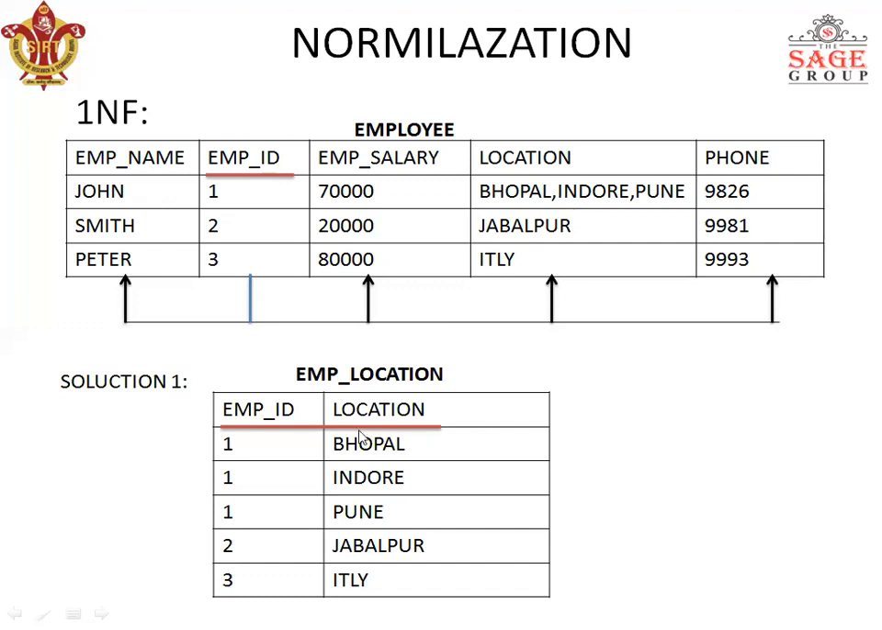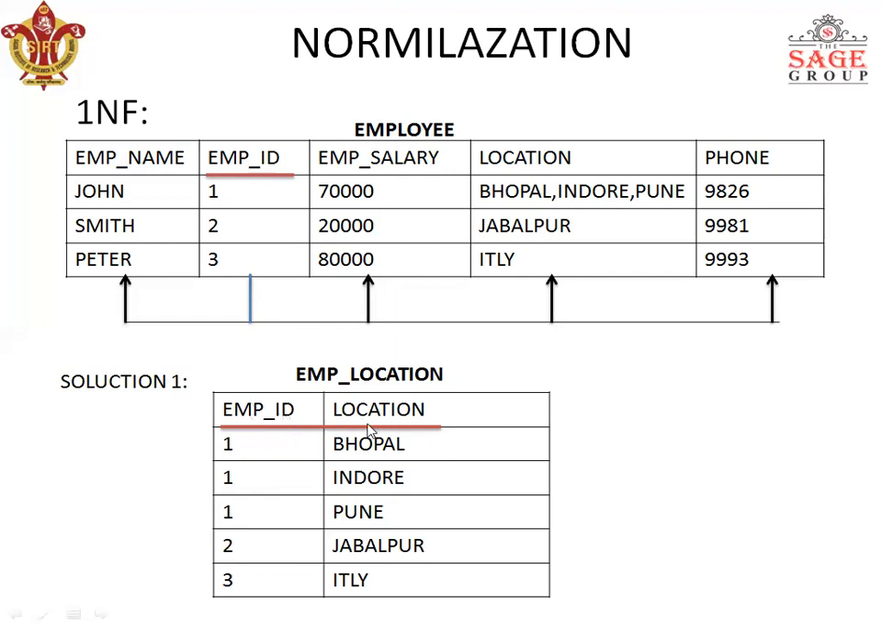What we have seen in the above example is that employee 1 has 3 cities. So in the first solution, we break down the relation and insert 3 rows, because we know that employee ID is a primary key. A primary key is a key which is not null and cannot be duplicated.